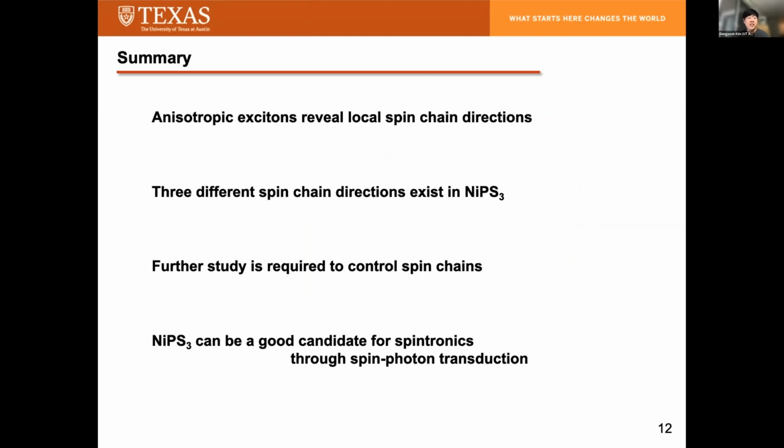To summarize our work, the anisotropic exciton labels the local spin chain direction due to the spin-photon transduction in this system. And due to this property, we could figure out that there are actually 3 different spin chains in this nickel PS3. Still, we don't know why it happened, so further study is required to control the spin chains. But from our study, we have a hint that it's related to the thickness of the sample. So once someone figures out this problem, I believe that this nickel PS3 can be a good candidate for spintronic devices through the spin-photon transduction.